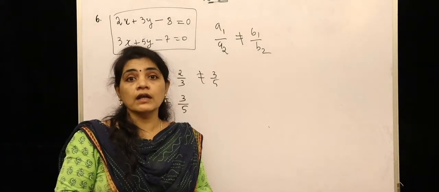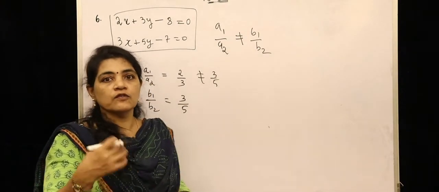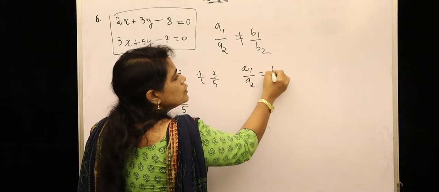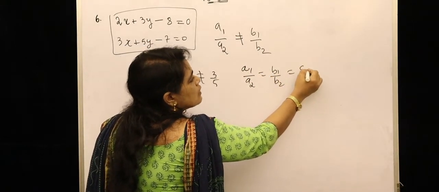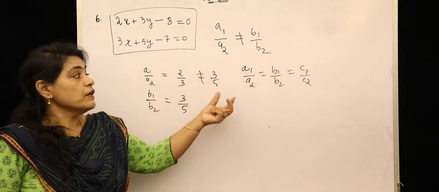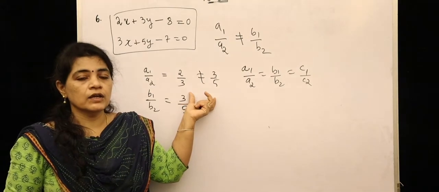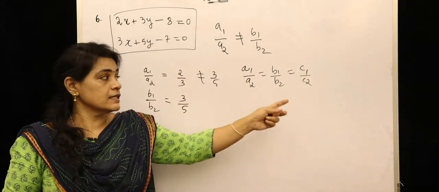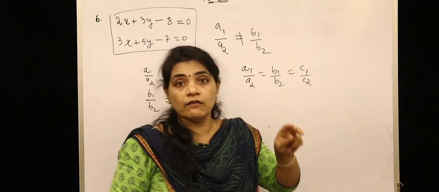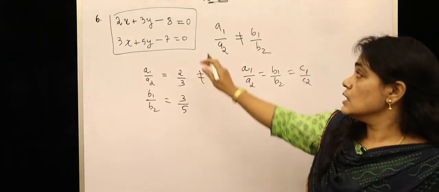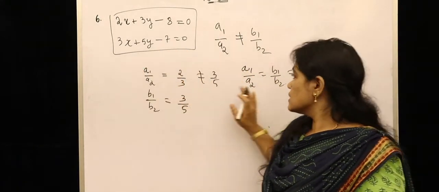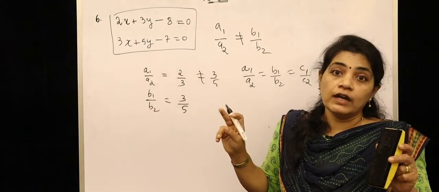Second, we have to find coincident lines. What is the condition for coincident lines? In order to get coincident lines, A1 by A2 equals B1 by B2, which equals C1 by C2. So when you are writing this equation, that care should be taken. You can write infinitely many equations to satisfy this condition with the given equation 2x plus 3y minus 8 is equal to 0. You can write infinitely many equations to match this condition, but I am writing one among them.